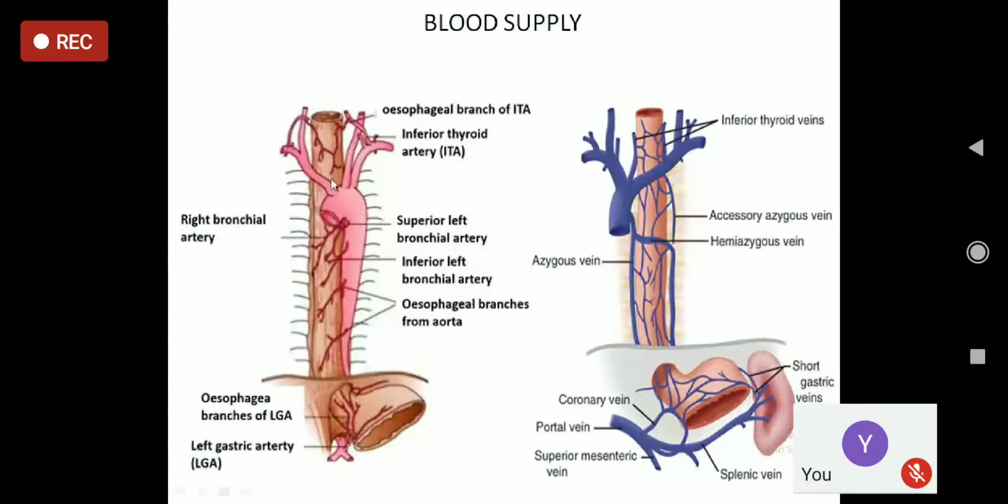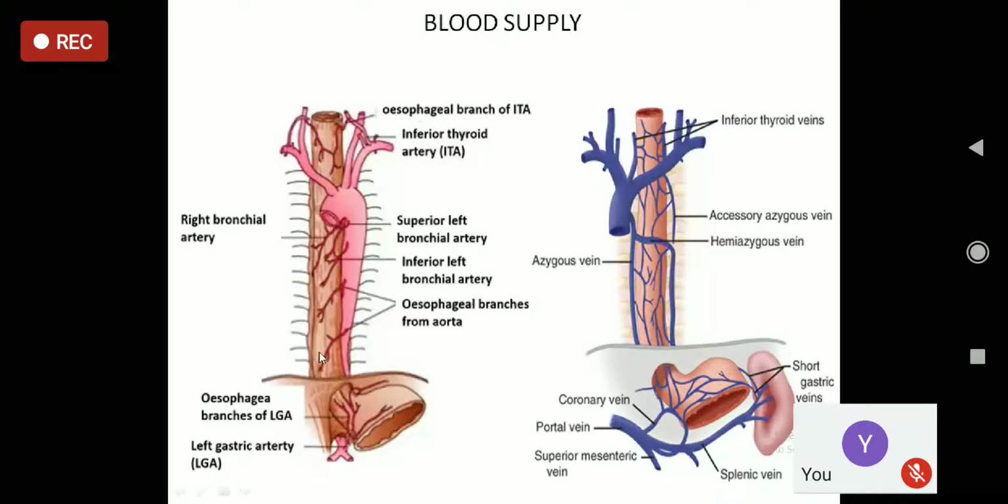Firstly, the cervical part of the esophagus, as it is present within the neck region, is supplied by esophageal branches of the inferior thyroid artery, which in turn is a branch of the subclavian artery. So simply remember here, esophageal branches of the inferior thyroid artery supply the cervical part of the esophagus.